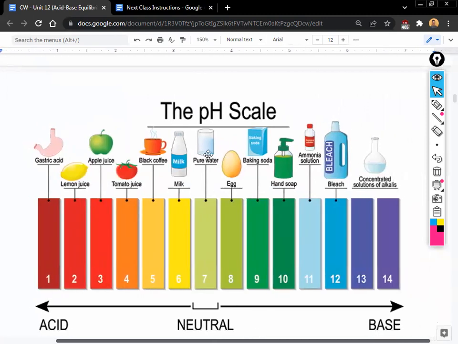So neutral, we have pure water. Okay, and as we get more acidic, so milk is a little bit acidic, coffee is a little acidic, and then the further down you go, it gets more and more acidic, with your stomach acid being pH 1. Okay, and then as you go to the right, it gets a bit basic. So eggs, baking soda, soap, bleach, and then down here are alkalis, which we'll talk about later. But that's just a way to visualize things in our life that are acidic and basic.